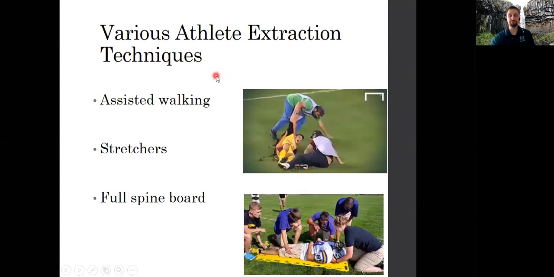Okay, so when you determine that you need to extract or get them out of the field because they can't walk themselves, the easiest one is assisted walking. So if there's 2 people, the injured athlete drapes their arms over the shoulders, or you could do a 2-person seat carry.